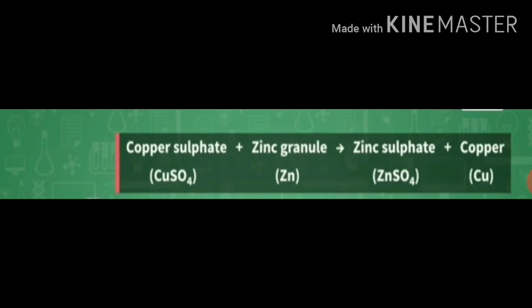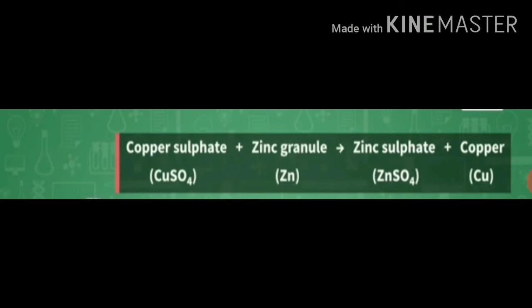We know that zinc metal is more reactive than copper metal. So, in this reaction, a more reactive metal, zinc, is displacing a less reactive metal, copper, from its salt solution, copper sulfate solution. The products of this displacement reaction are zinc sulfate solution and copper metal. Please note that the blue color of copper sulfate solution gradually disappears due to the formation of colorless zinc sulfate solution.